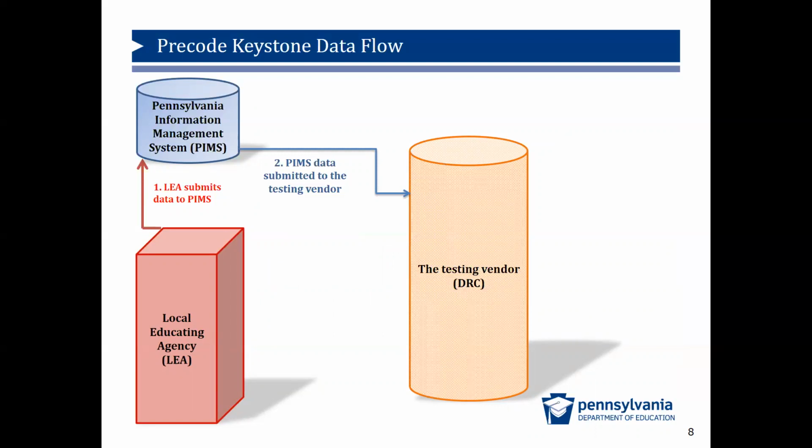We begin with the LEA submitting data to PIMS using the student and school enrollment templates as you see in step 1. Then in step 2, PIMS takes an internal snapshot of the statewide data set and sends a file to the testing vendor. This file is uploaded into DRC's eDirect system.